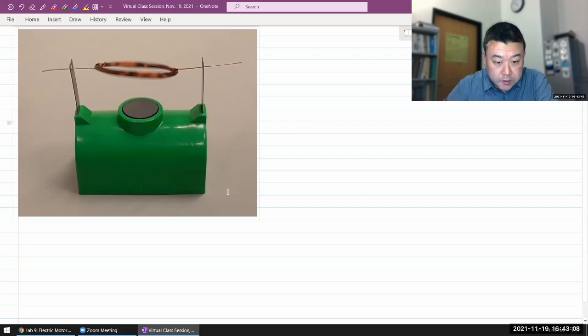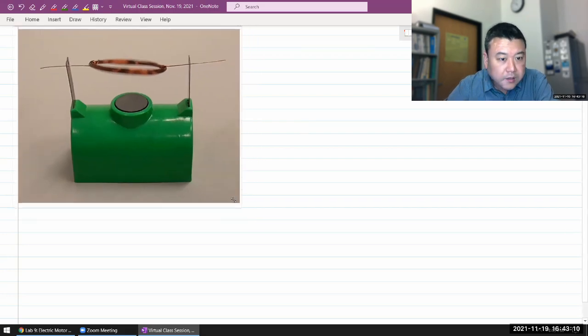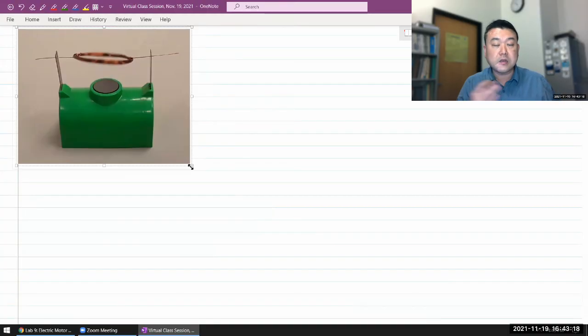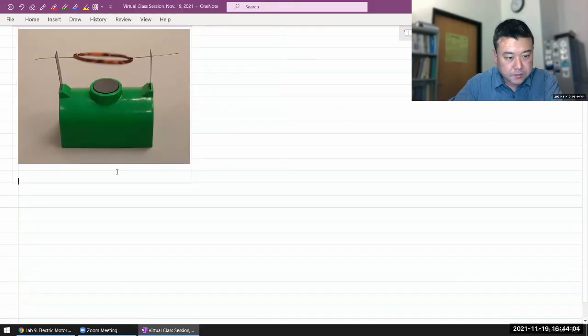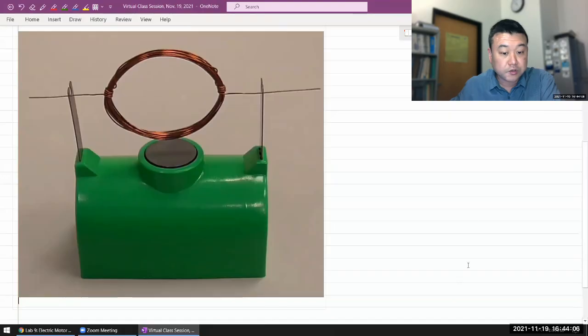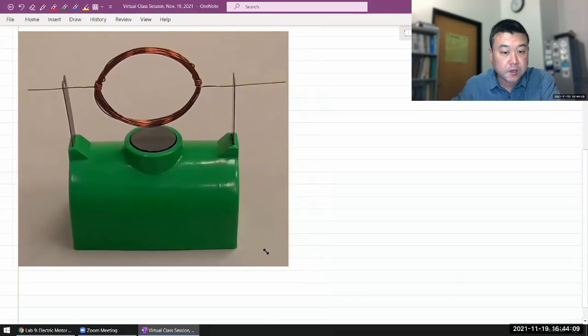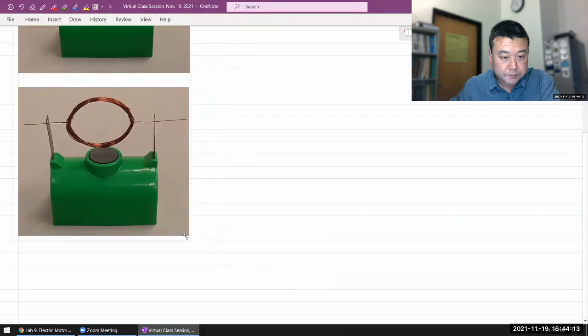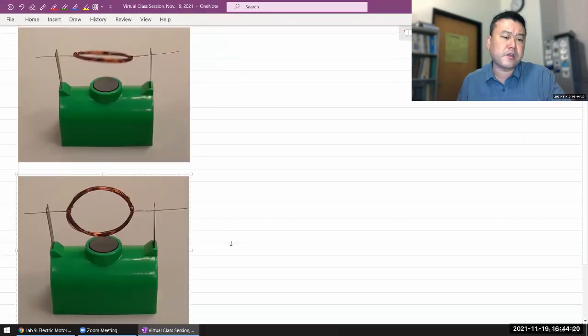So let me make this smaller because I want to grab just one other screenshot, because there are basically two orientations of this loop that are worth considering as we look at the operation of this motor. So these two snapshots are illustrating two orientations of the current carrying coil. Let me talk through the operation of this model of a motor.